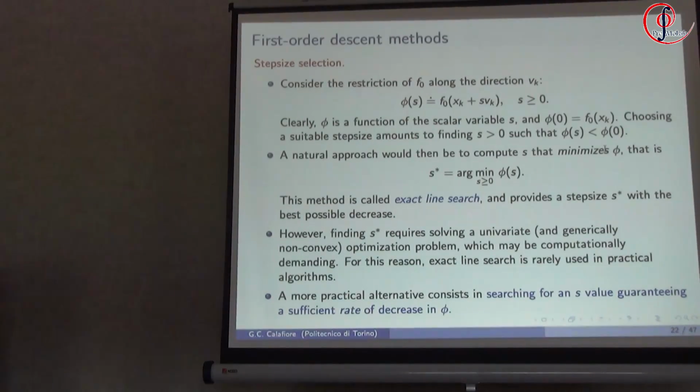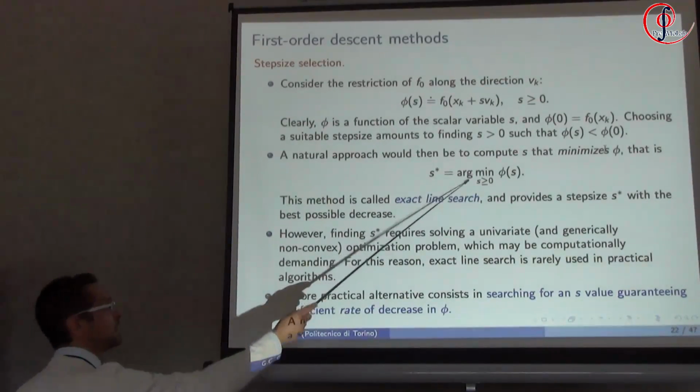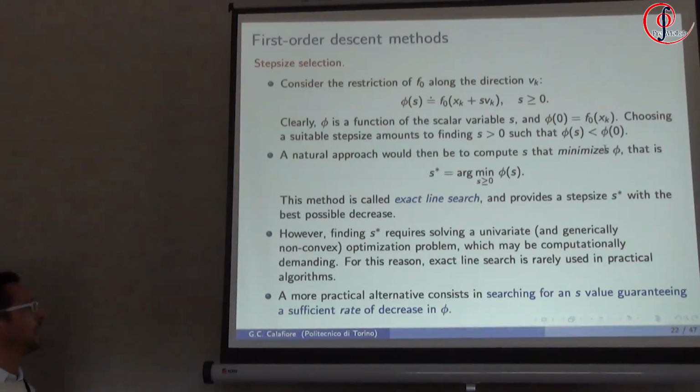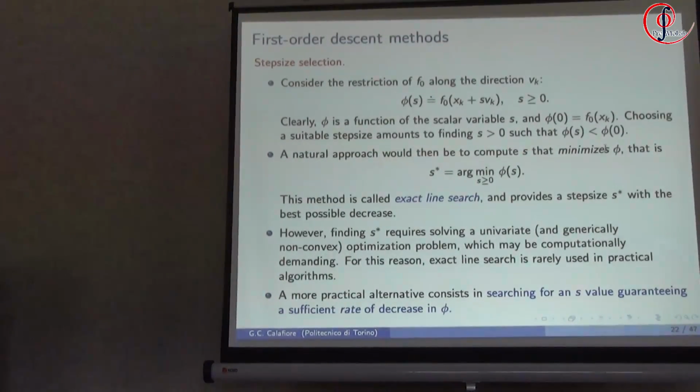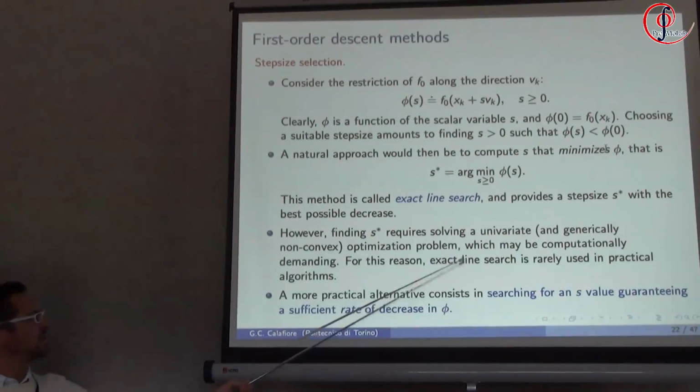However, this is okay, but we have to solve this problem. And, well, okay, it's univariate, it may also be non-convex, because here I'm not posing any restriction on f0. The discussion here is valid for generic f0. So maybe finding this s star is costly or not so convenient. For this reason, exact line search is not very much used in practice.